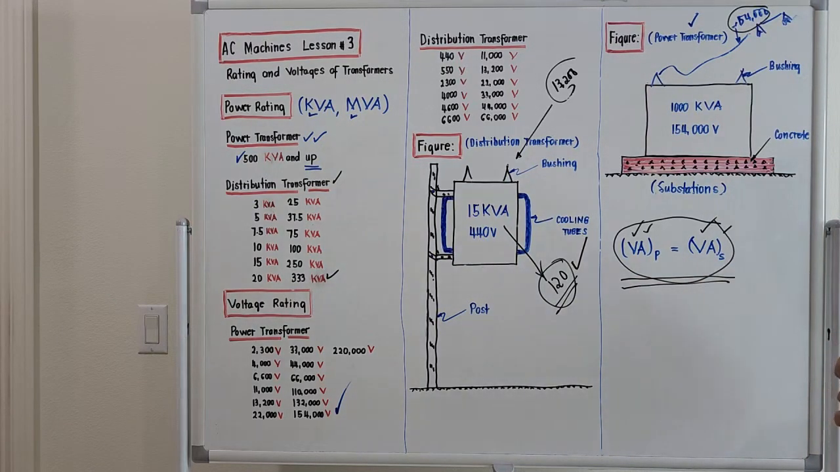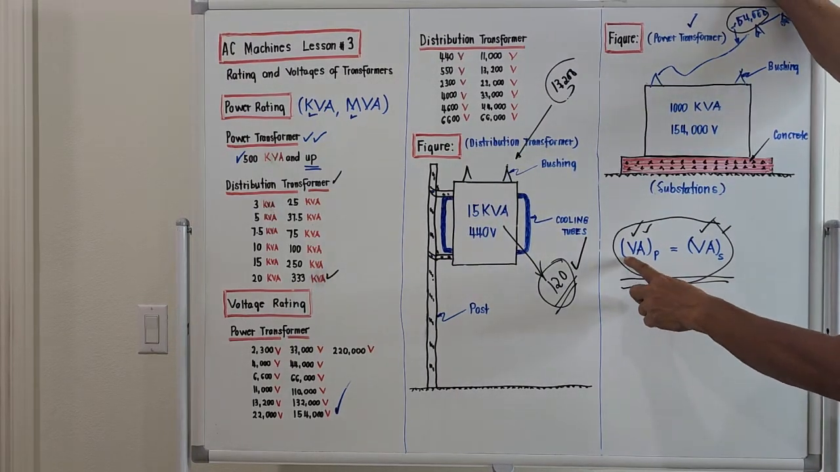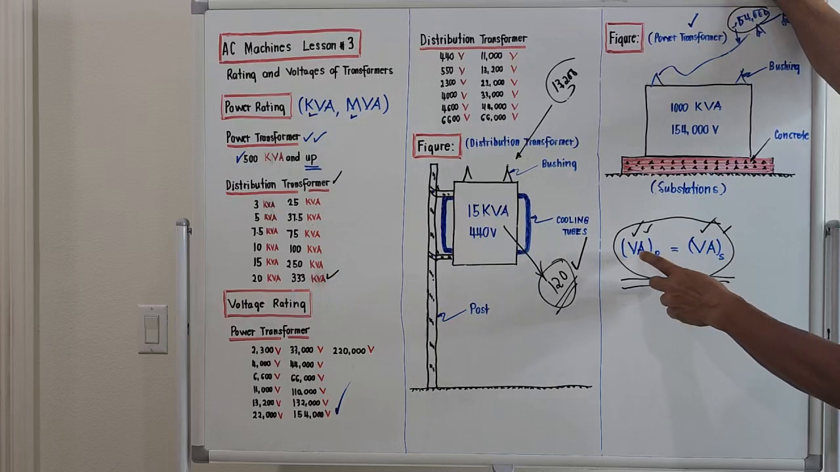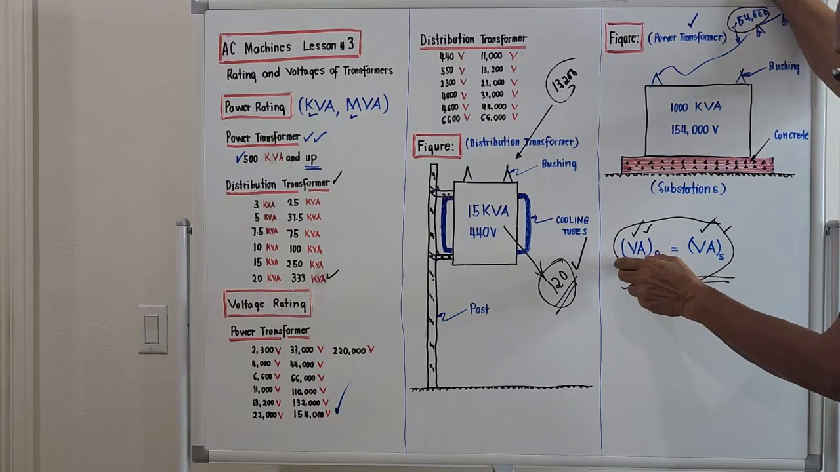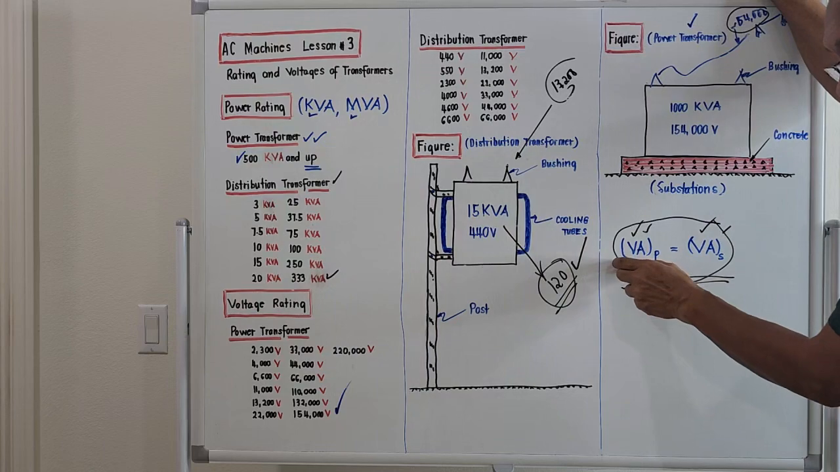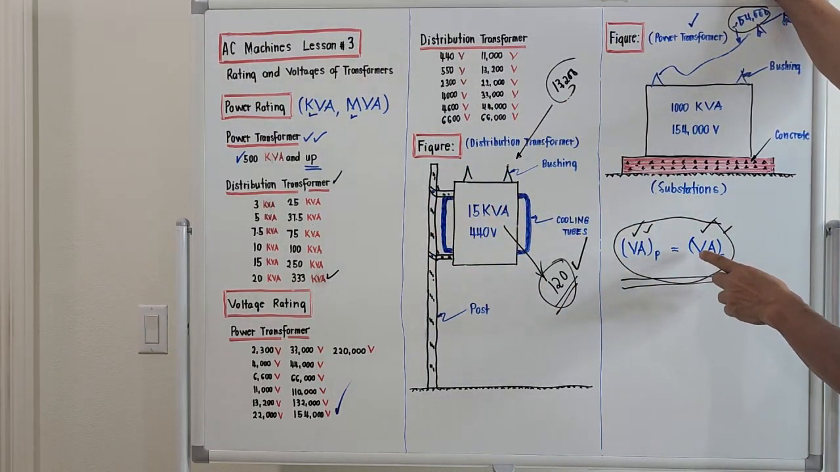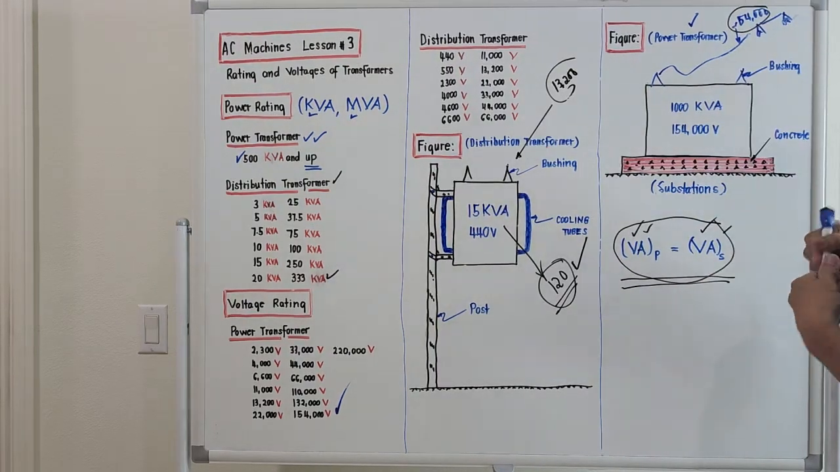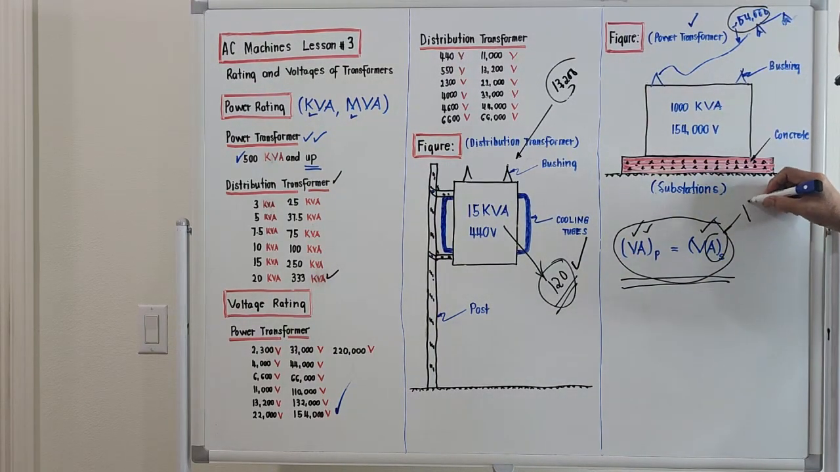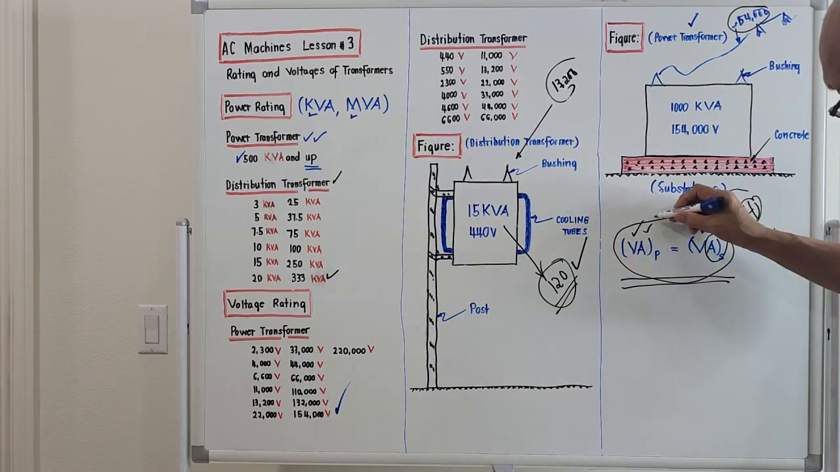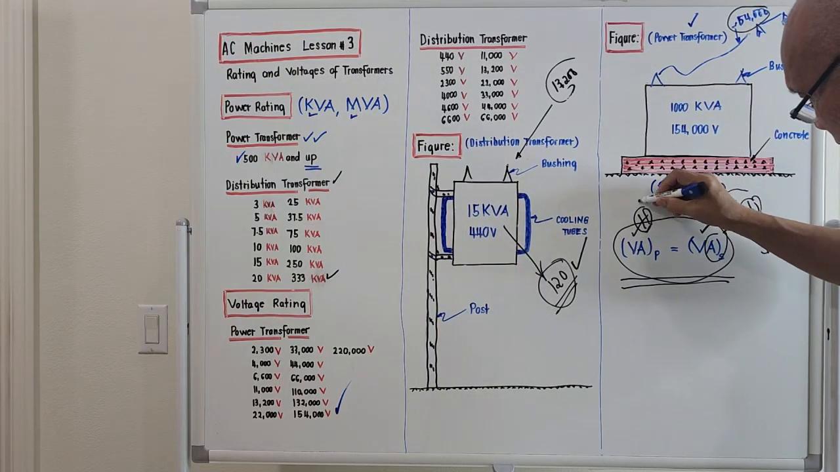Because actually, if we make the voltage high, and the current high, the product of two high values will still be a high value, right? But on the secondary side, if the voltage will be low, the current should be high. If the voltage is low, the current should be high. So if we try to multiply, this will still be high to accommodate the high on the primary side.